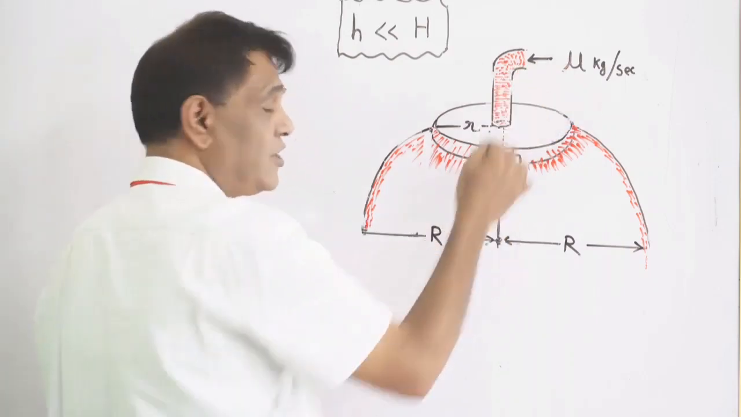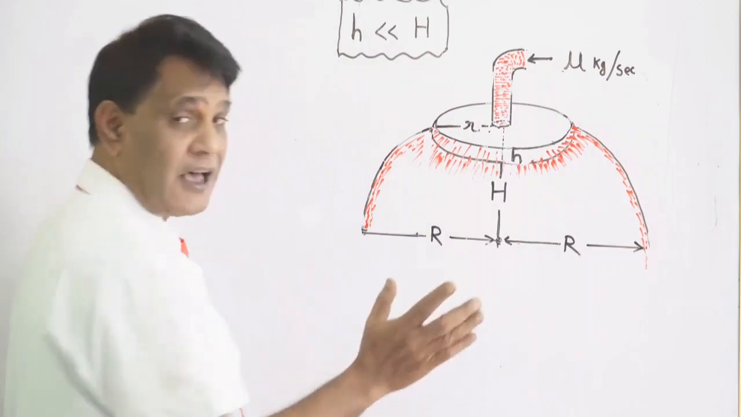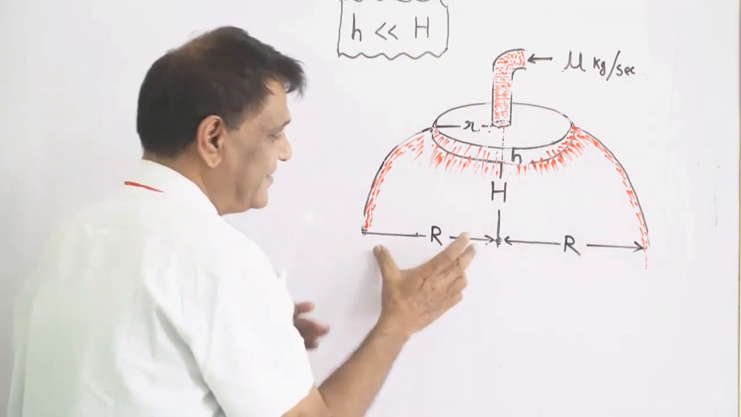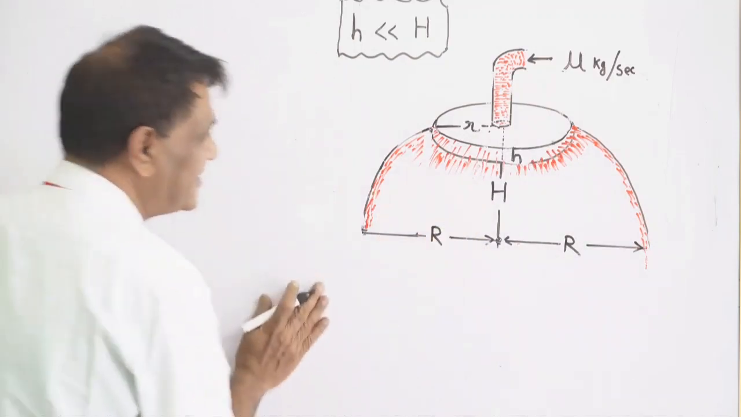The gap between the discs is much smaller compared to the height. Water is entering into the tube and it comes out of the gap. They're asking you to find the radius of the dome of water created. This radius is what is asked. Very smart problem. How will you do it? Boys and girls, let's see.